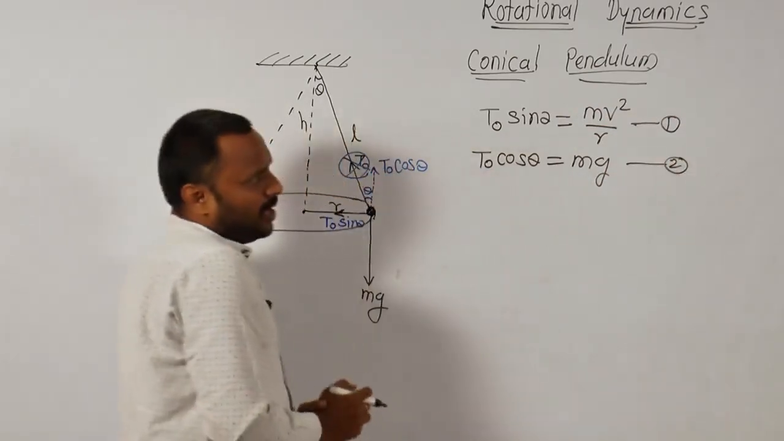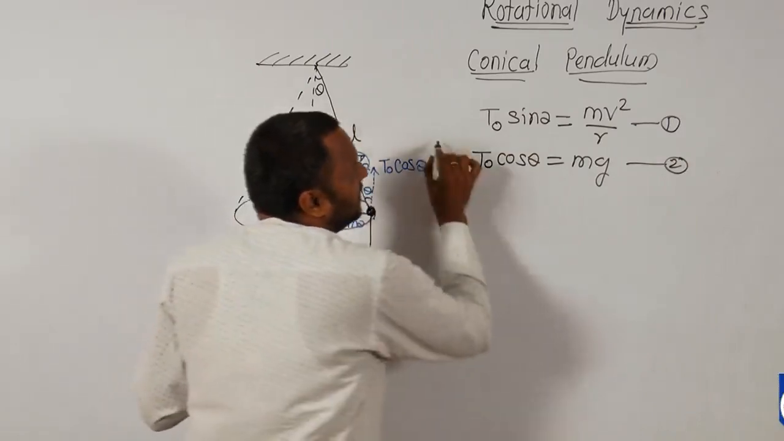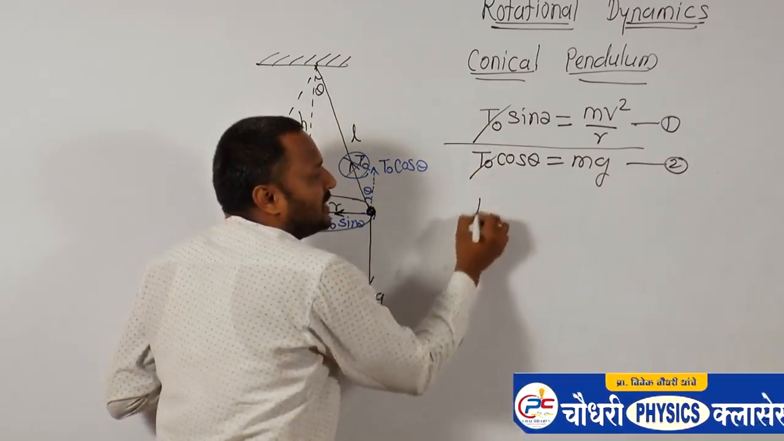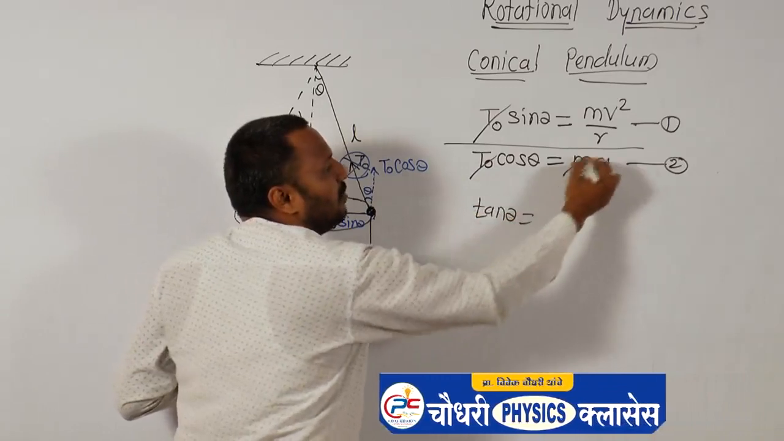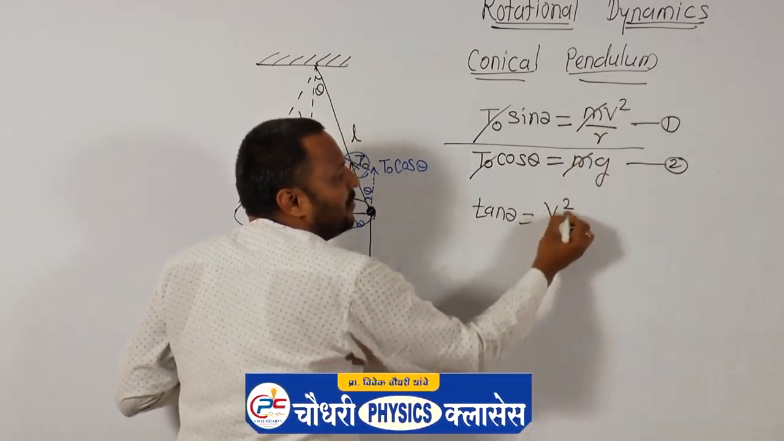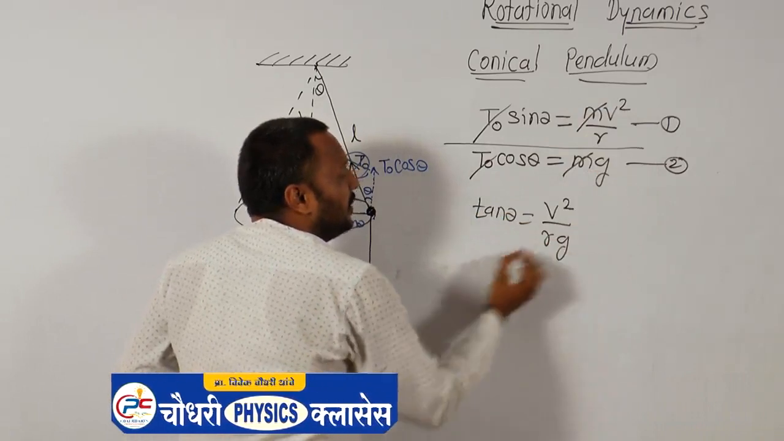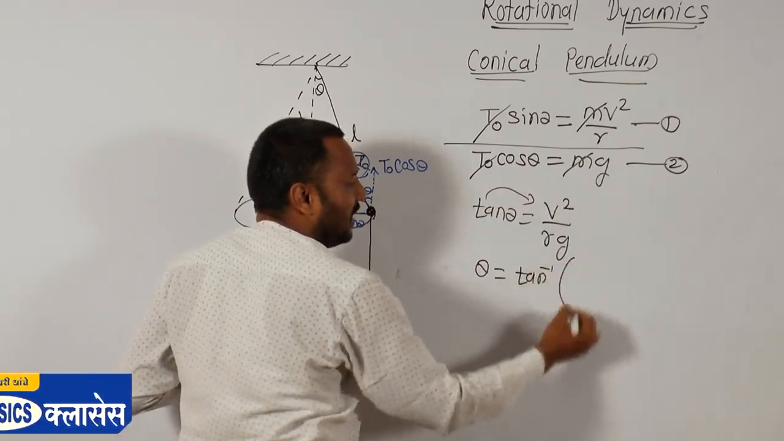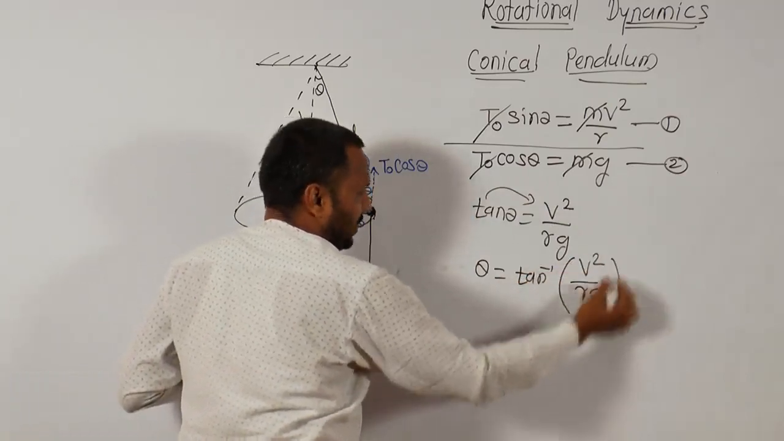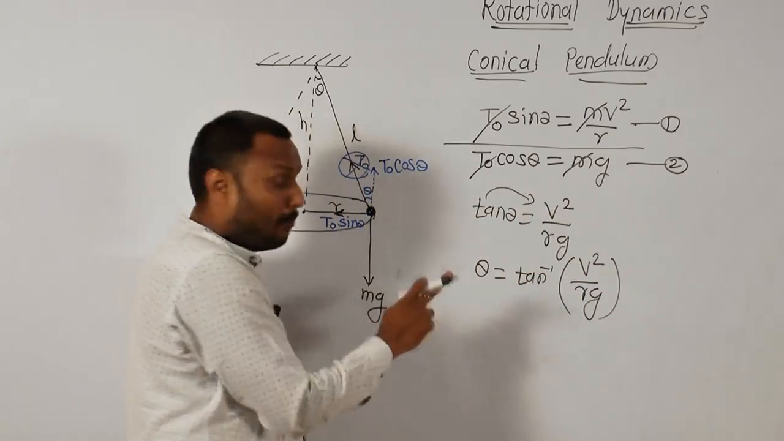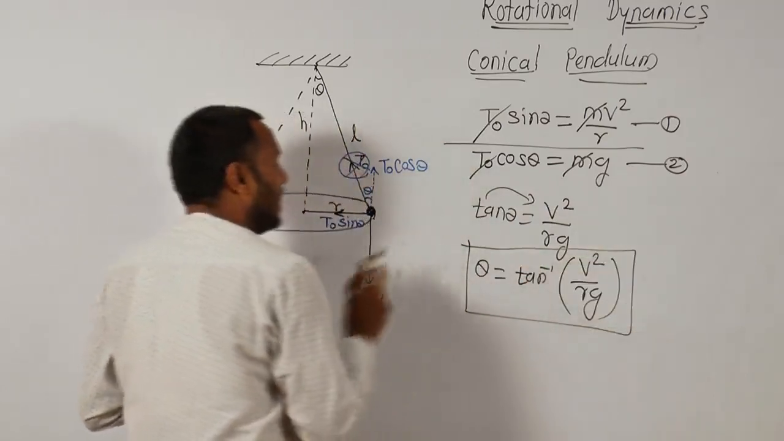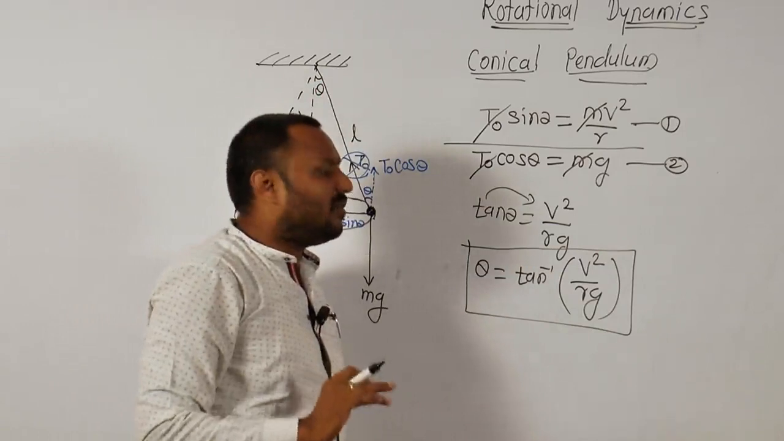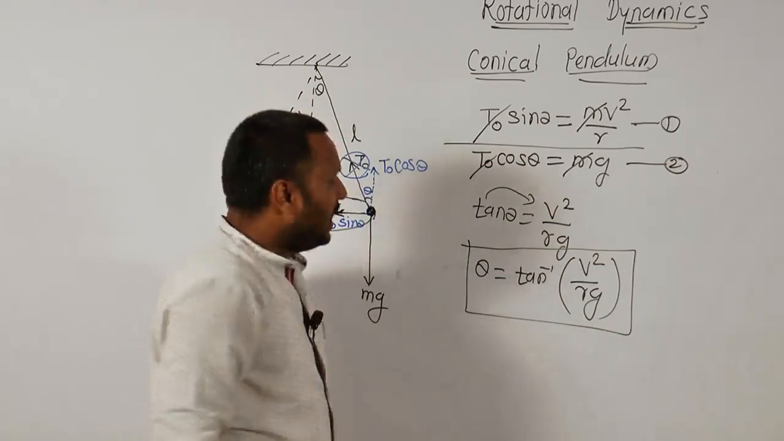If we take a ratio of these two equations, then T0 gets cancelled. Sin theta upon cos theta is tan theta, which is equal to, m and m get cancelled, v square upon r into g. Then what is this theta? Theta is equal to tan inverse of v square upon rg. This is the angle made by this pendulum with the vertical. Theta is equal to tan inverse of v square upon rg.